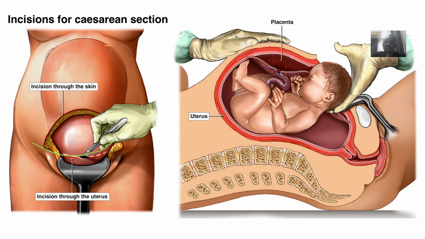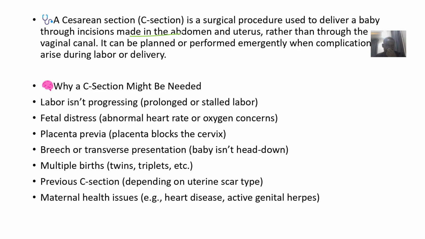Now, let's see the reasons why this surgery needs to be done. The baby is coming out through the abdomen rather than the vaginal canal. It can be planned or performed emergently when complications arise during labor. Sometimes the woman can't give birth through the vagina. Sometimes she could, labor started and it was fine, but later on complications came in. Maybe the baby got hooked somewhere, you understand?